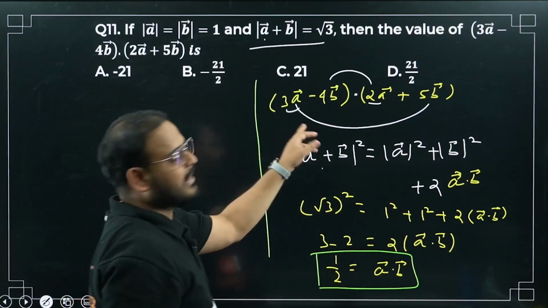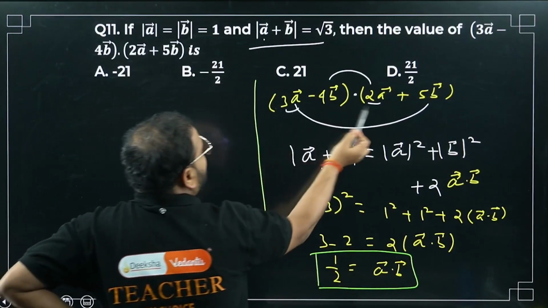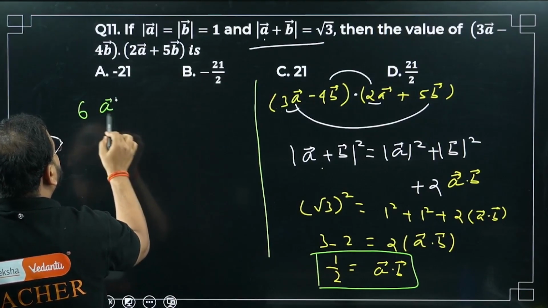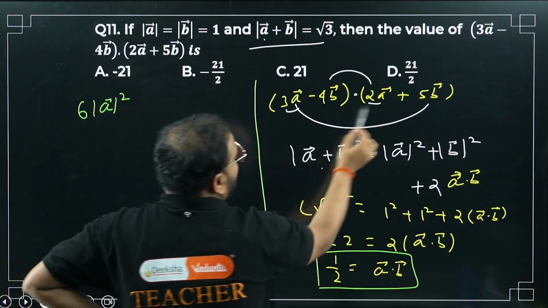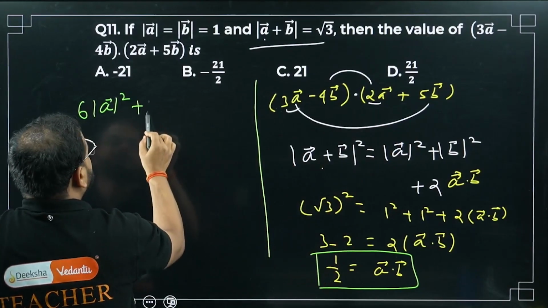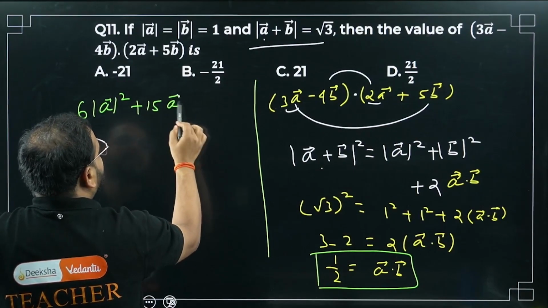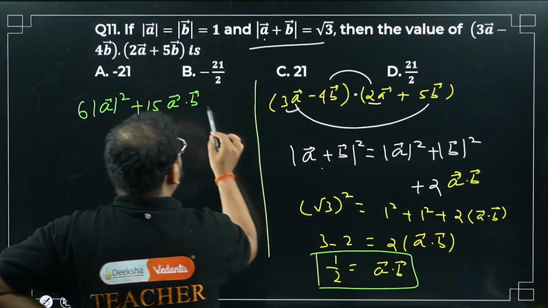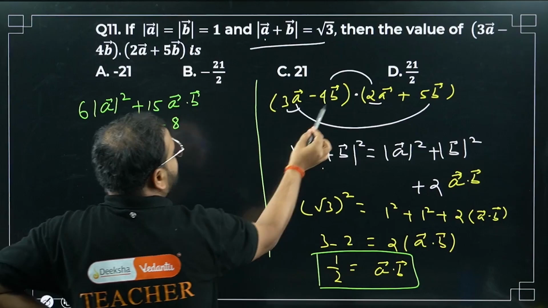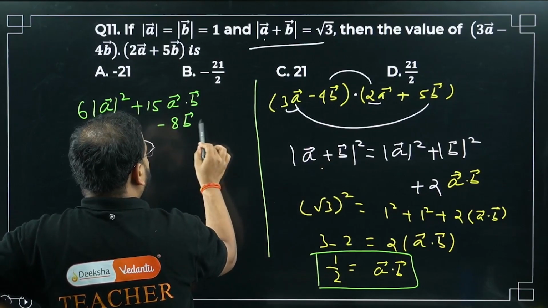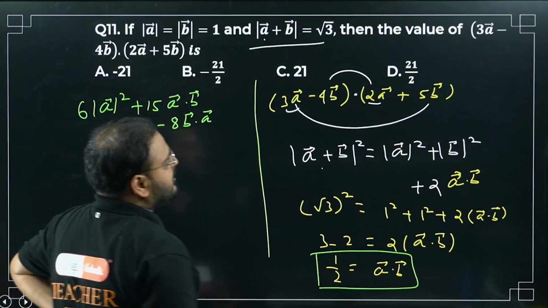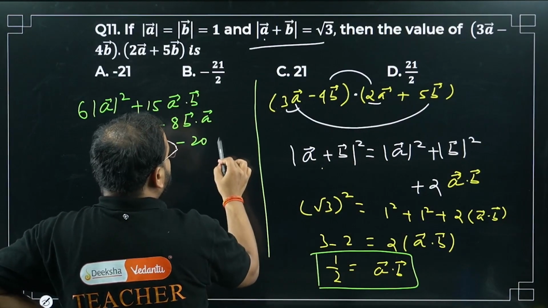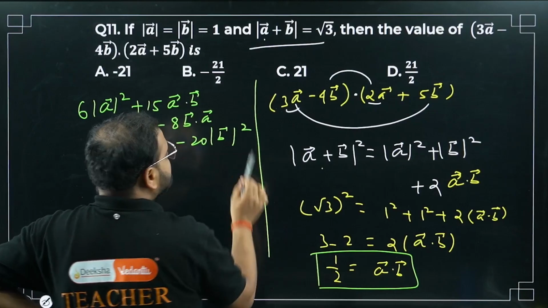What am I going to do with this? I have to do the expansion here. Please have a look. 3A with 2A, so 6 A dot A, which is simply the square of A. 3A with 5B, so 15 A dot B. Next, minus 4 with minus 2, so minus 8, this time B dot A. What is the last one? Minus 4 with minus 5, so minus 20 B square, because B with B is B square.